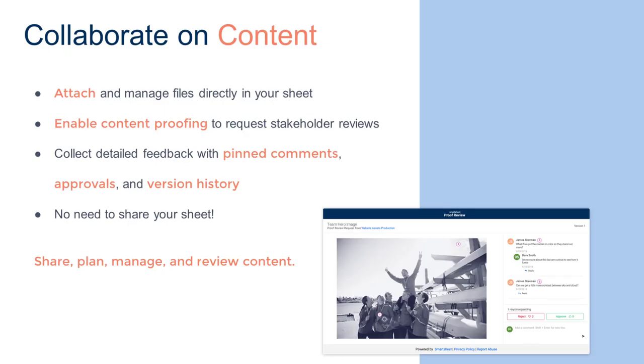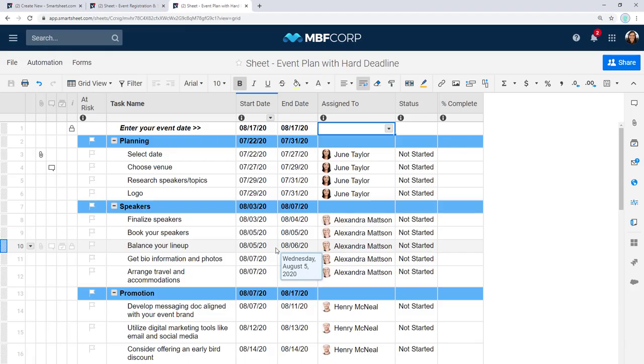Smartsheet allows us to collaborate by updating cells, but also functions as a source of truth for all the work my team is responsible for. We're going to take a look at how to utilize the comments column, the attachments column, and content proofing.